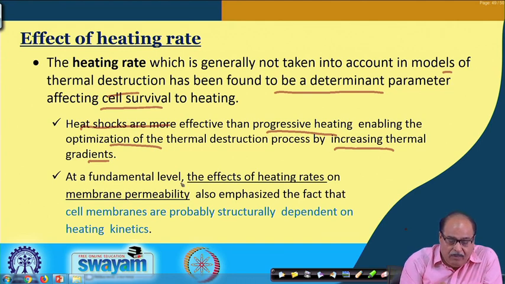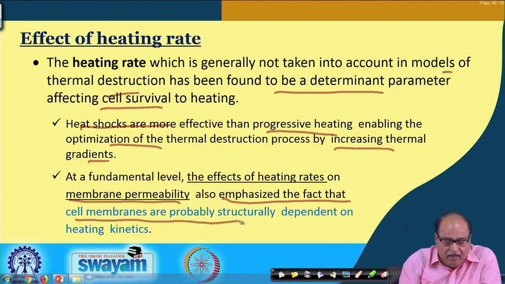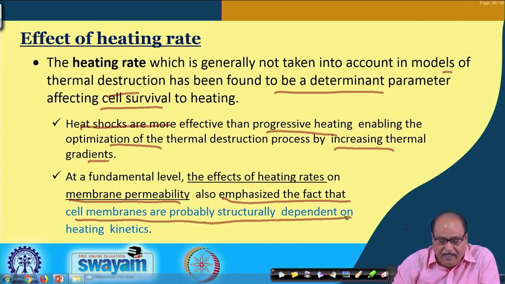At a fundamental level, the effects of heating rates on membrane permeability also emphasize the fact that cell membranes are probably structurally dependent on heating kinetics.